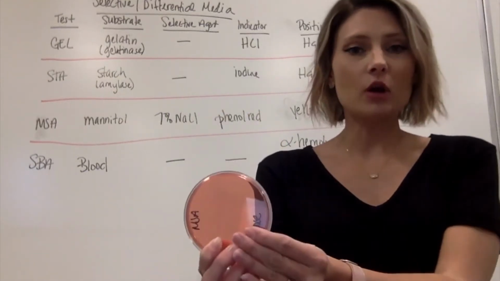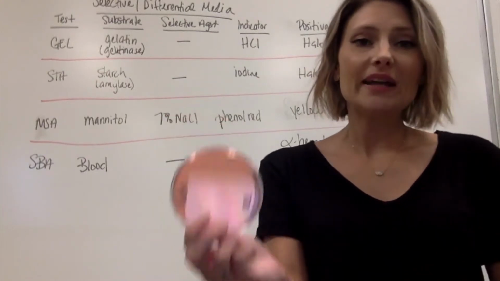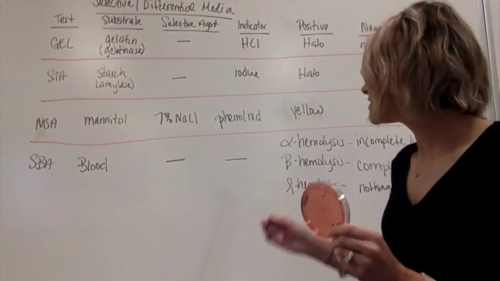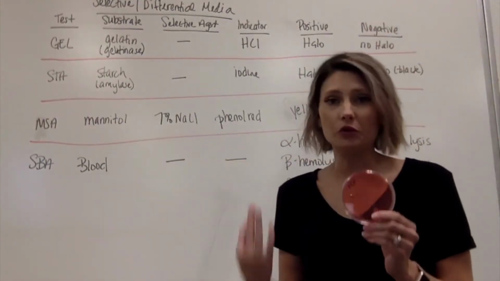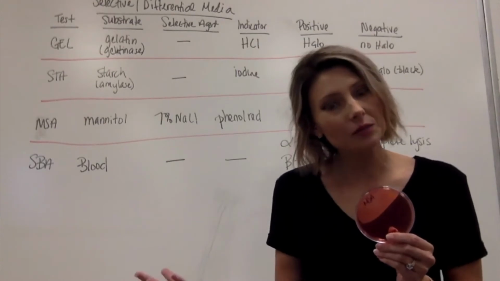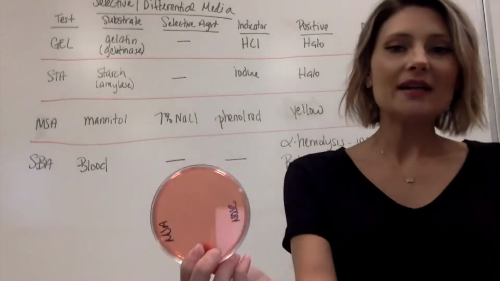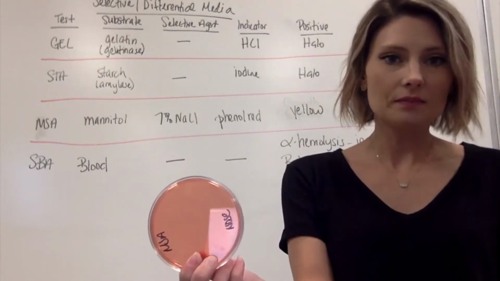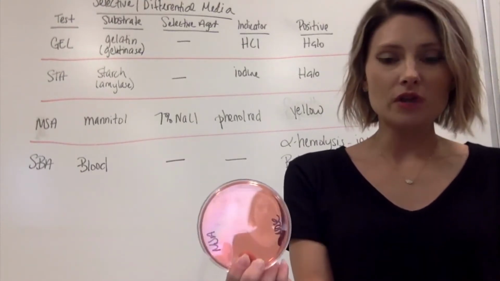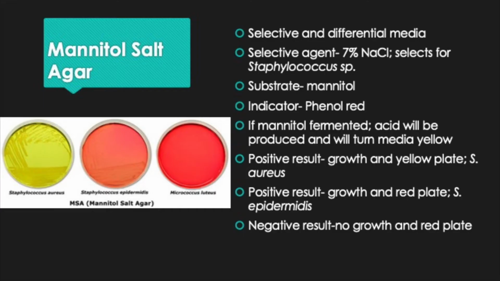If the bacteria I streak on this plate grows, but the plate stays red, that means the bacteria use the mannitol for respiration, producing water and basic end products, and the phenol red stays red under basic conditions. And you're going to get to see examples of both of those when we look at the results. So not only for the MSA, you have to look at the selective part of it. Did it grow, yes or no? If it grew, then you have to look and see if it fermented the mannitol or not. Fermentation giving you a yellow result, no fermentation giving you a red result.